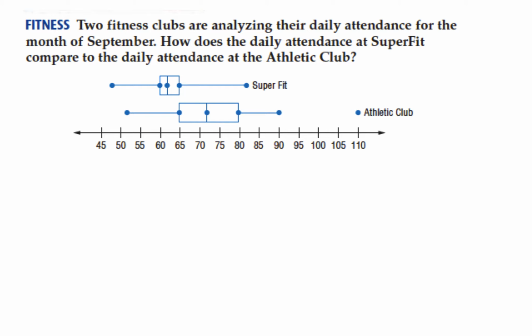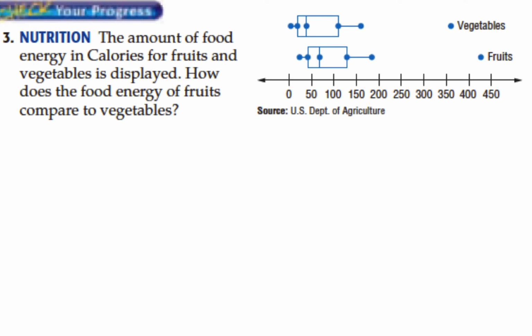Other things I might say. Superfit has a lot more consistent attendance, right there around the 63 area. And the middle 50% of their attendance is between 60 and 65. That's very consistent, which there are a lot of good things that come from consistency. I don't know if they just have more, the people that do go to Superfit are a little bit more consistent with going. Athletic Club does have a little bit more variance to it.